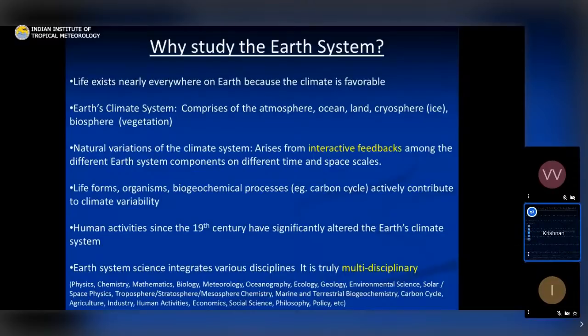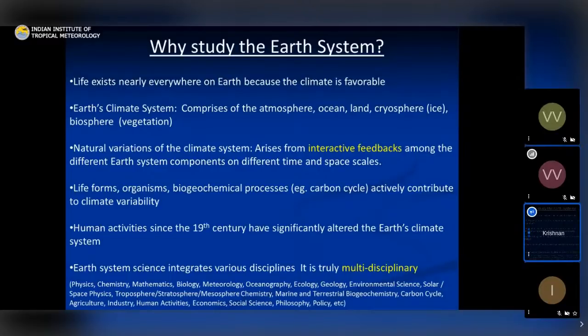Life forms, organisms, biogeochemical processes, for example, the carbon cycle, also actively contribute to climate variability. So there is a lot of natural variability within the climate system. It's very important to understand that in the background. But following the Industrial Revolution, since the 19th century, human activities have also significantly altered the climate, and there is strong evidence for that. So what is the role of human activities, how have they affected the global climate and the regional climate?